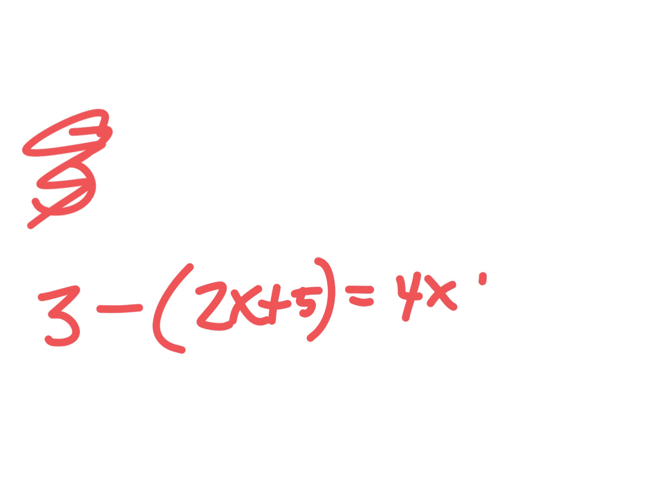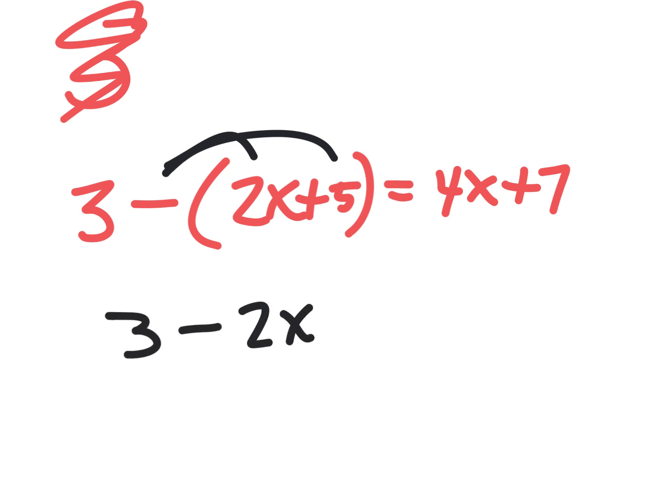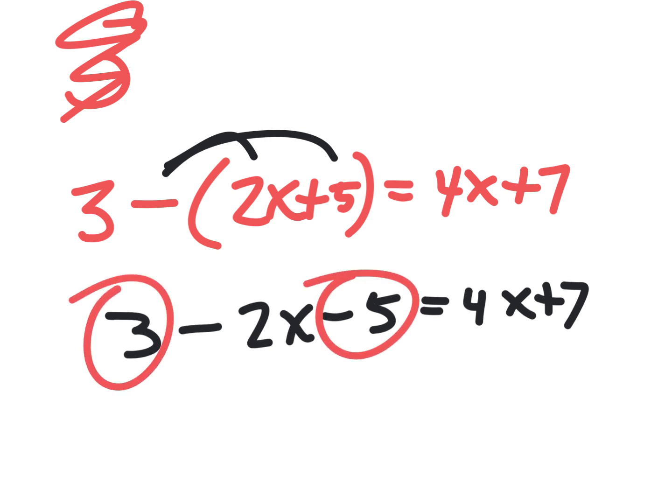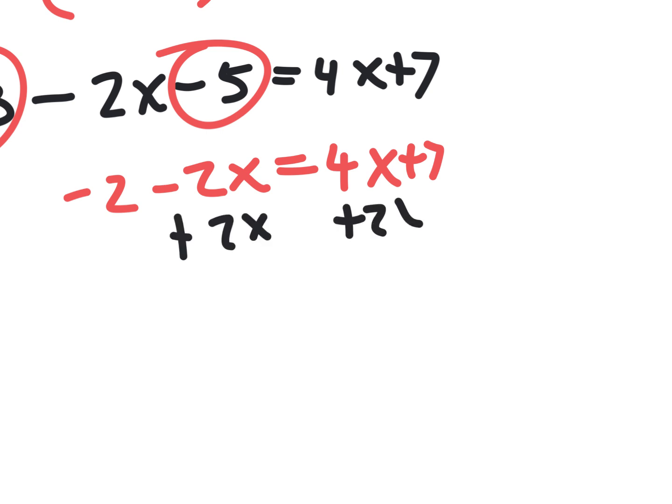Solve 3 minus parentheses 2x plus 5 equals 4x plus 7. All right, then I'll just do a speed run on this. You ready? Multiply, multiply. 3 minus 2x minus 5 equals 4x plus 7. I'm at least showing my work, though, because I'm a teacher. I kind of have to. Minus 2 minus 2x equals 4x plus 7. And then I'm going to get rid of the smaller of these two, so I'm adding 2x to both sides. That gets rid of the smaller one.